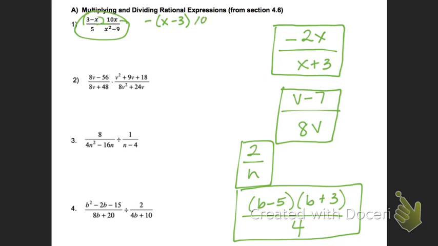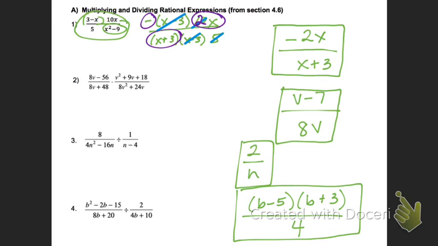And then you've got 10x, 5, and x squared minus 9. Can I factor the x squared minus 9? Yes, it's x plus 3 times x minus 3. And then I've got the 5. So then I'm going to take out things that can cancel. What are things that can reduce? The x minus 3's. And then the 10 and the 5 reduce, and I have a 2 on top. So I have negative 2x over x plus 3.